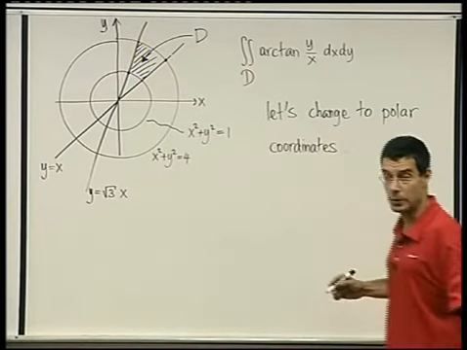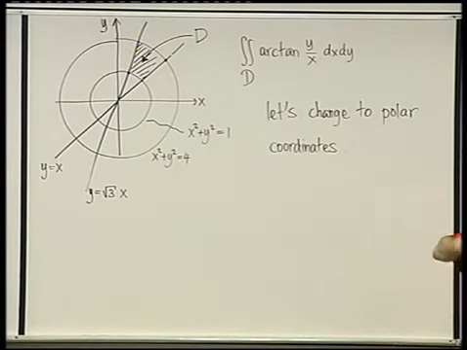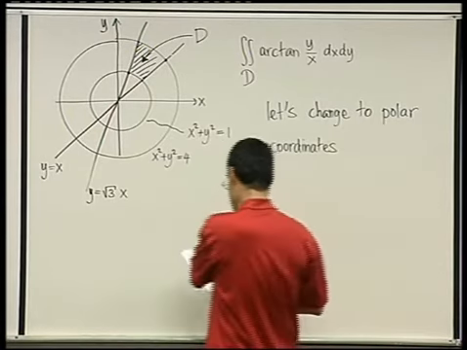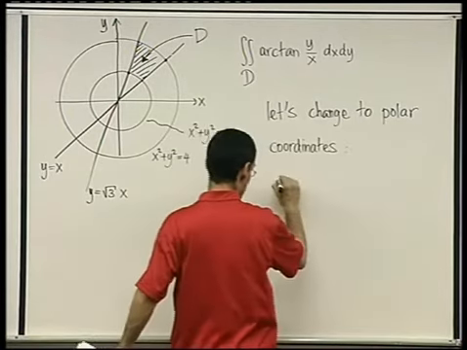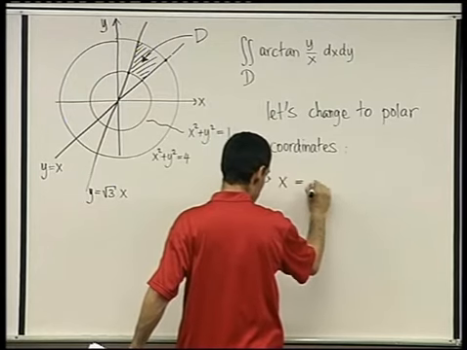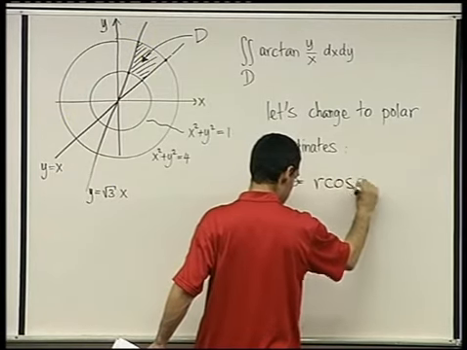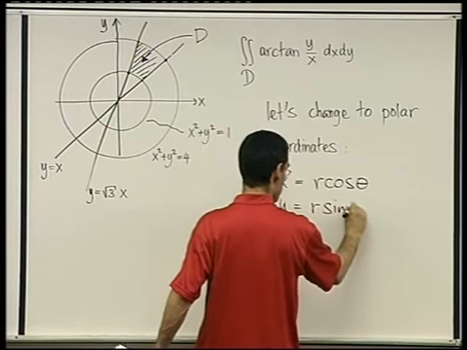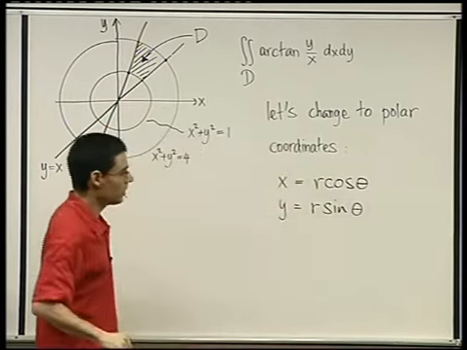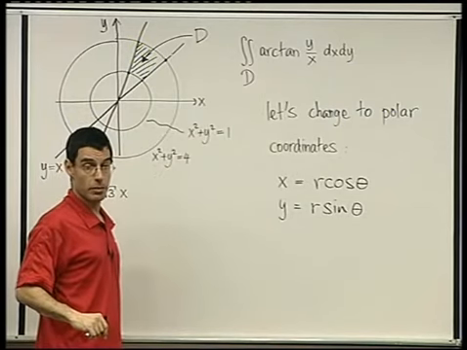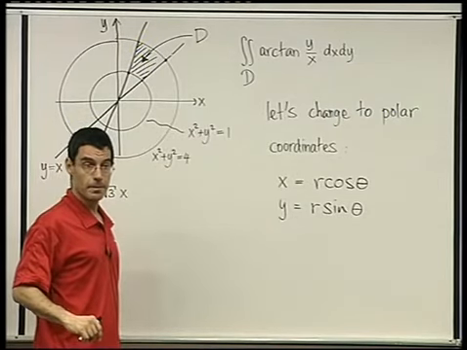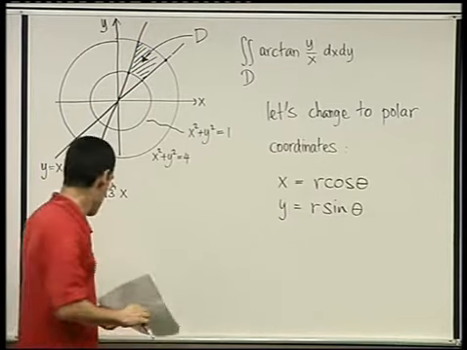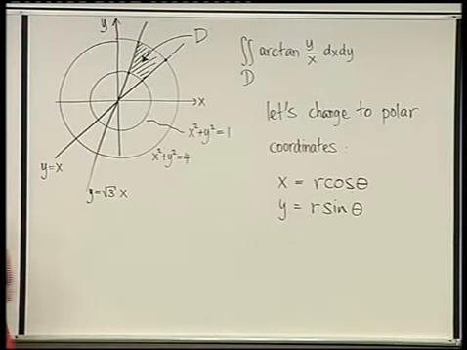We know how to do that. We know how to transfer each point x, y to a point r theta. Do you agree? So let me remind you how we do that. x is going to be r cosine of theta, and y is going to be r sine of theta. That's how we convert points x and y into points of the form r and theta. Everybody remember this?